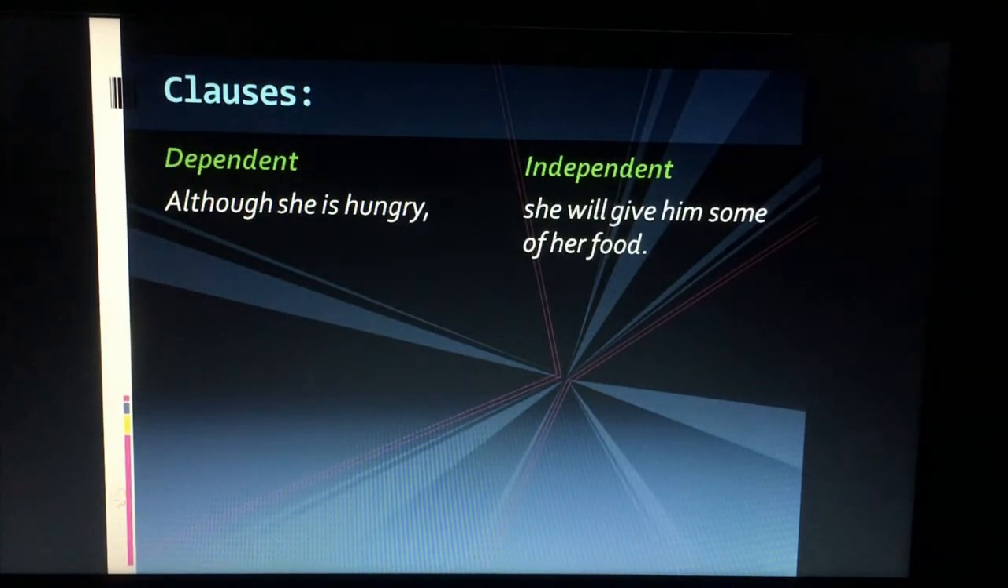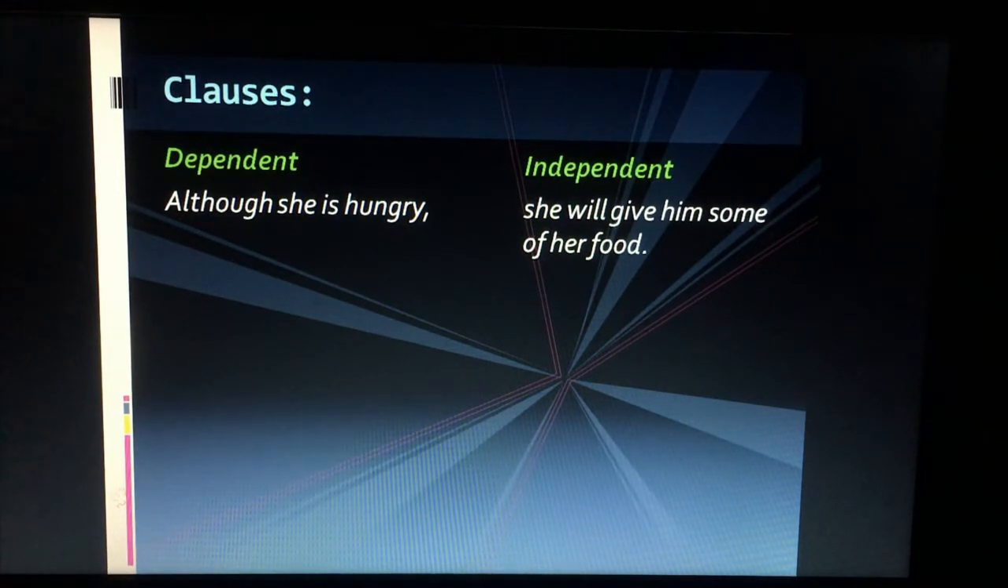See the example. Although she is hungry, that is the dependent side, and she will give him some of her food is the independent side. If we see them separately, the dependent one, although she is hungry, is not expressing the full thought, right? On the other hand, the independent one, she will give him some of her food, is expressing the full thought. If we join these two, it will look like: although she is hungry, she will give him some of her food. As you can see, the dependent one is dependent on the independent clause.